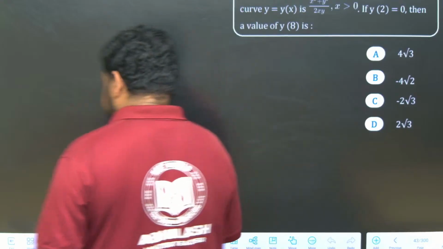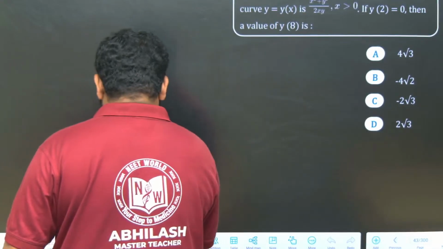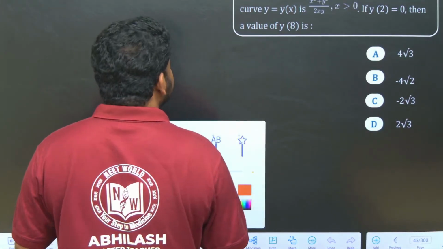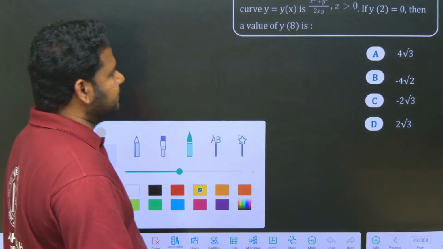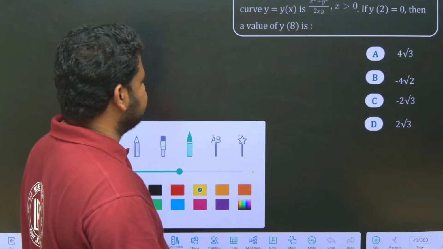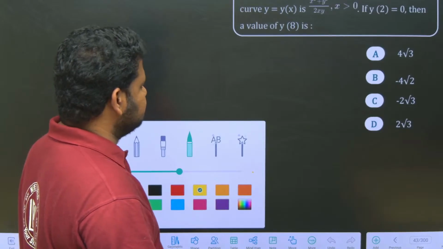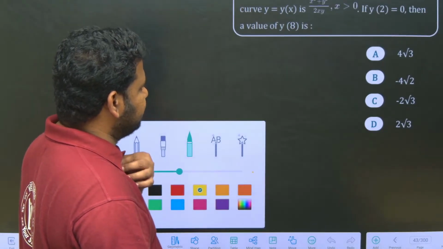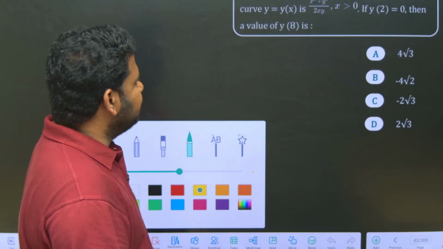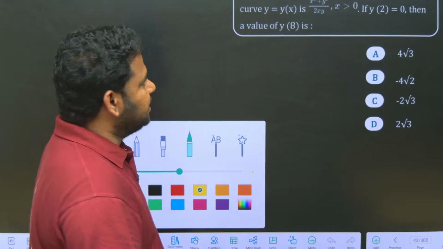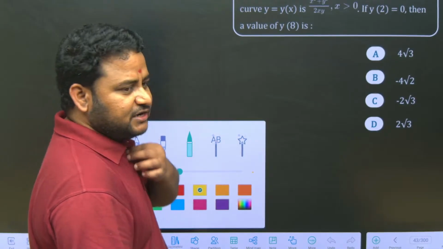Look at this question. What are they telling? They are telling that the slope of the tangent at any point (x, y) on the curve y = y(x) is (x² + y²)/(2xy), where x is positive. If y(2) = 0, then find the value of y(8). April 2023, this is the paper. JEE Main 2023 question.